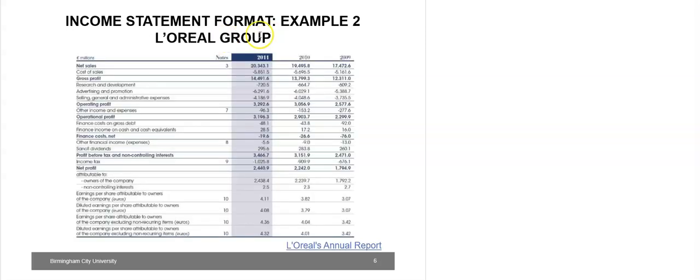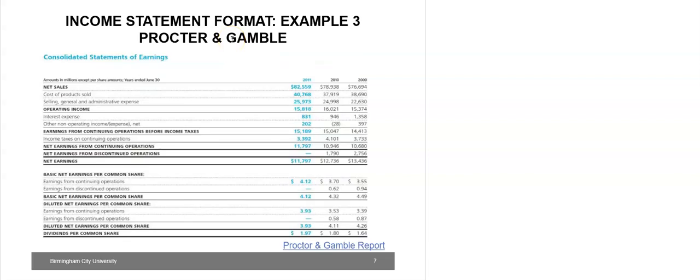The second example is from the L'Oreal Group's income statement, and again it is similar to what we have seen for Colgate-Palmolive company, and it's presenting its income statement in multi-step format. The third example is of the income statement of Procter & Gamble, and we see that this company does not reveal its gross profit as it is following a single step format where net sales have been adjusted for cost of products sold and selling, general and administrative expenses to arrive at operating income, which is then adjusted for interest expenses and other non-operating income, which is here 202.